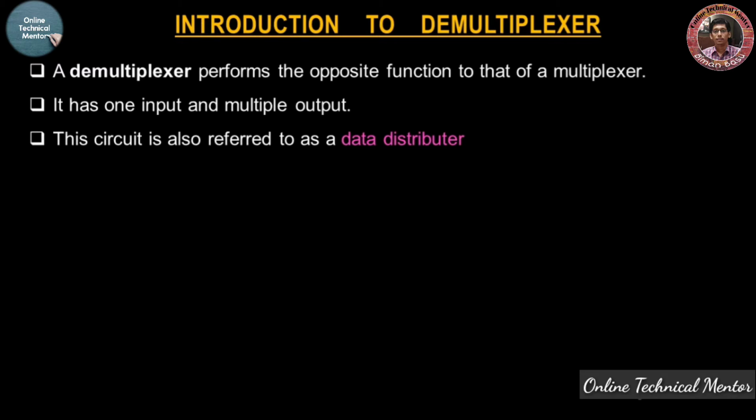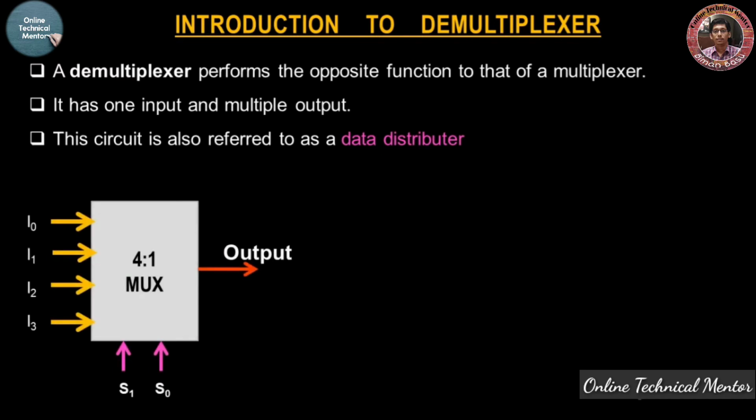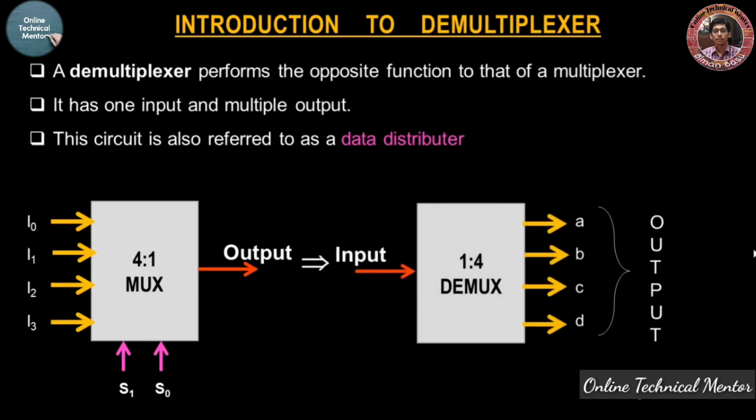Let me show you an example by taking a 4:1 multiplexer. As you already know, in a multiplexer, this 4 represents the number of inputs and this 1 represents the number of outputs. These inputs are controlled by selection lines. With the help of various input combinations of these selection lines, any one of the input channels will be connected with the output. So the data which is coming out from a multiplexer is now going to be the input of a demultiplexer. So this is a 1:4 demultiplexer.